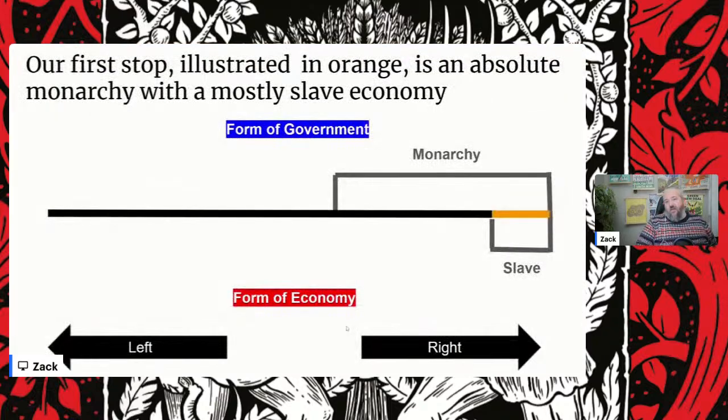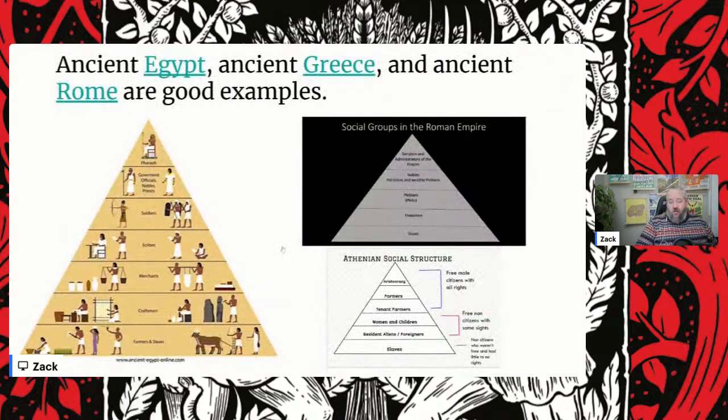So here's our first stop, and it's illustrated in orange. That would be an absolute monarchy. Remember, we have the form of government at top and a mostly slave economy. So right on this band here, monarchy and slave. And you'll see that monarchy extends well beyond the slave economy. That will make sense later on. In ancient Egypt, and I have links to the various breakdowns of the higher order, the hierarchy, and their orders. Ancient Egypt, ancient Greece, and ancient Rome are good examples of absolute monarchies with a mostly slave economy.